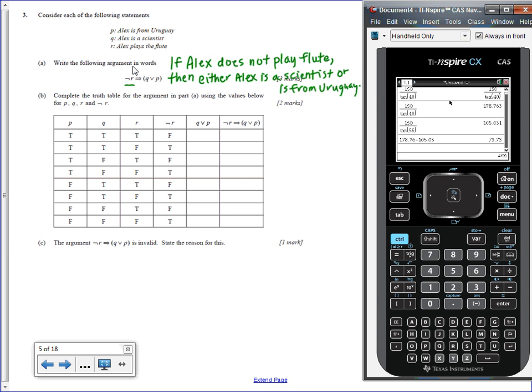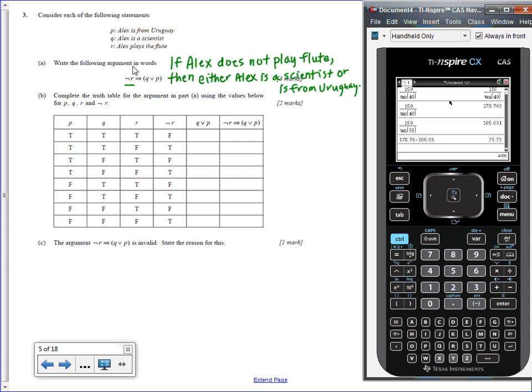So if you had just then Alex is a scientist or is from Uruguay, it's not clear whether that or is from Uruguay piece is included with the Q or if it's just kind of hanging there at the end of the if-then statement. So we want to use either or to show that the Q or the P, excuse me, are grouped together. I know that's a really picky detail, but we want to be as precise as possible.